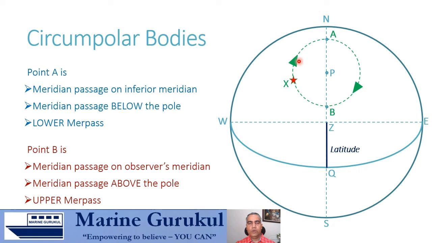So upper marpass and lower marpass. Upper marpass, or meridian passage above the pole, is on the observer's meridian. Lower marpass, or meridian passage below the pole, is on the observer's inferior meridian. Now, if you remember, when you look for the meridian passage time of the moon in the almanac, there are two times given, one under upper and the other under lower. This upper and lower basically means the meridian passage of the moon on the observer's meridian for upper, and for lower, the meridian passage of the moon on the observer's inferior meridian.